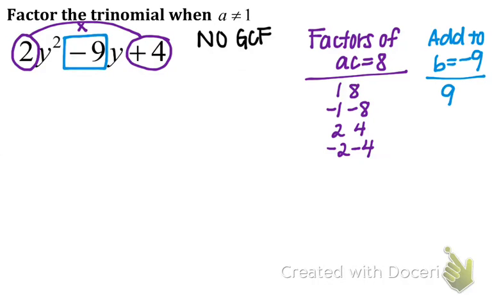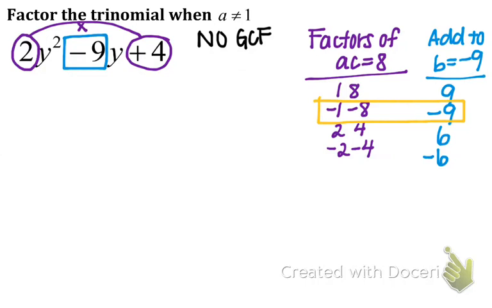1 plus 8 is positive 9. Negative 1 plus negative 8 is negative 9. 2 plus 4 is 6. And negative 2 plus negative 4 is negative 6. So it looks like we have a winner in negative 1 and negative 8. Negative 1 times negative 8 is positive 8. Negative 1 plus negative 8 equals negative 9.